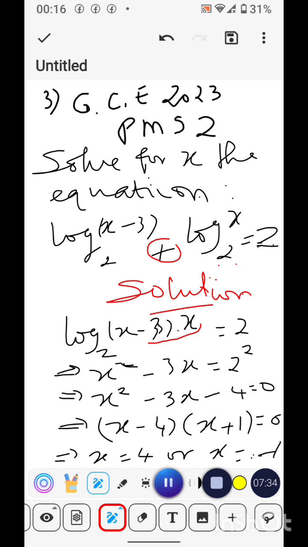Alright. Now from here we have to convert it to index form. The base here is 2, and this one will be the power. So 2 raised to the power 2 is equal to x minus 3 into x, that's x squared minus 3x, equal to 2 squared. We have x squared minus 3x minus 4 equal to 0, which is a quadratic equation. When factorized, we have x minus 4 into x plus 1 equal to 0, which gives x equal to 4 or x equal to negative 1. That gives the solution to GCE 2023.